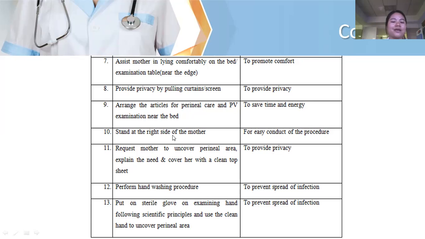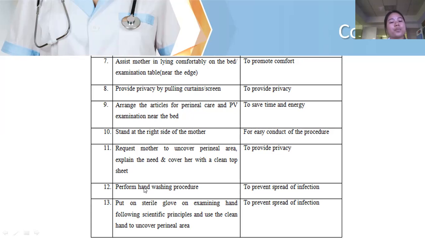Stand at the right side of the mother for easy conduct of the procedure. Request the mother to uncover the perineal area. Explain the need and cover her with a clean top sheet. This will help in providing privacy as we are not exposing unnecessary area.